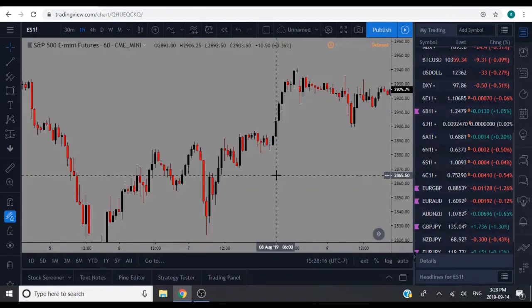These gaps will happen every single week or potentially every day, depending on what market you're in. If you're trading Forex, you're going to be getting them at least once a week by the Sunday open. If you're trading stocks, you're going to get them every day. Same with futures. You're going to get them every day.